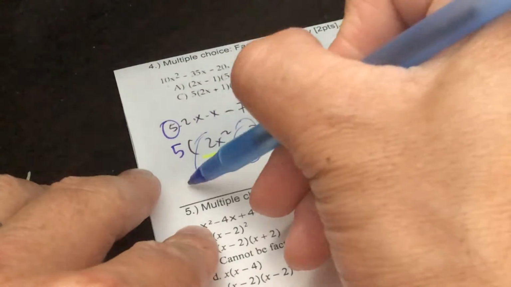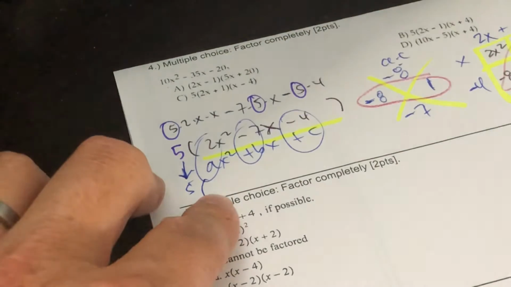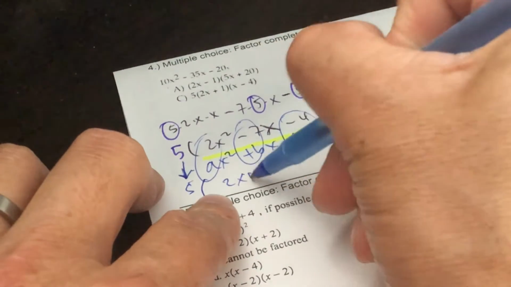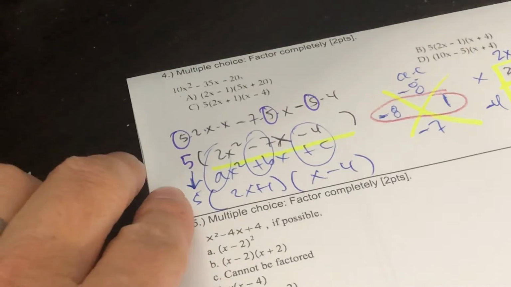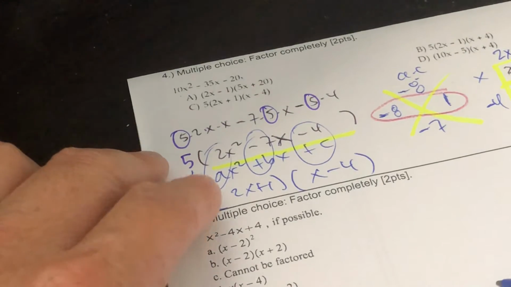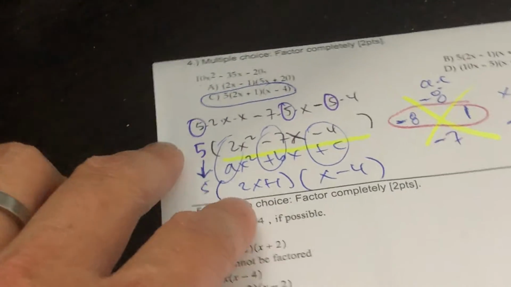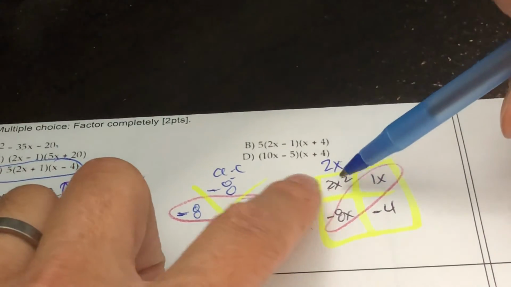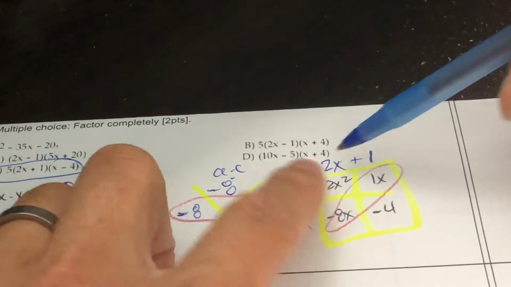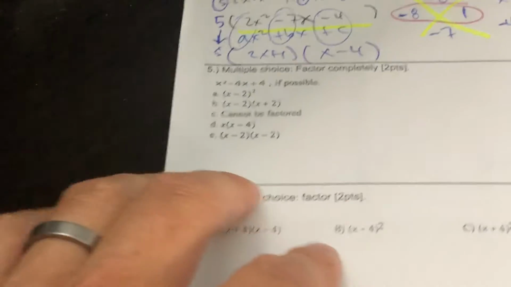So then my answer is going to be 5. So this one comes down. This order doesn't matter. 2x plus 1, x minus 4. And that'll be choice C. Remember, you can always double check in the box here just to multiply by checking 2x times x, 2x squared, x times 1, 1x, 2x times negative 4, negative 8x, and 1 times negative 4 is negative 4.